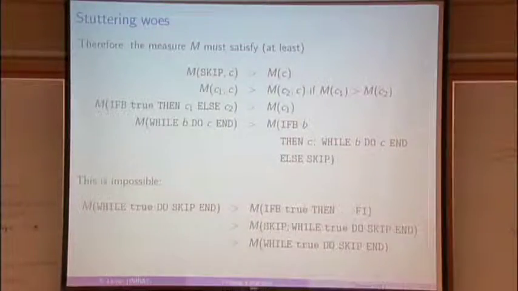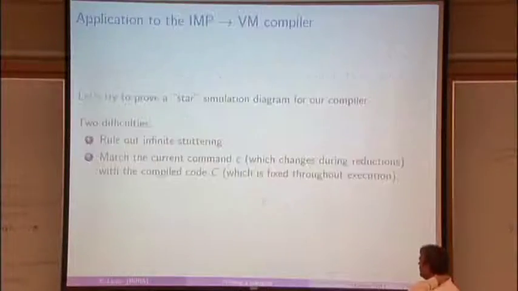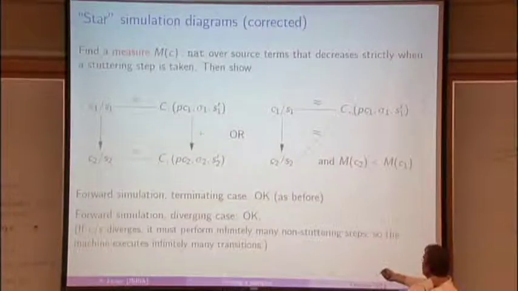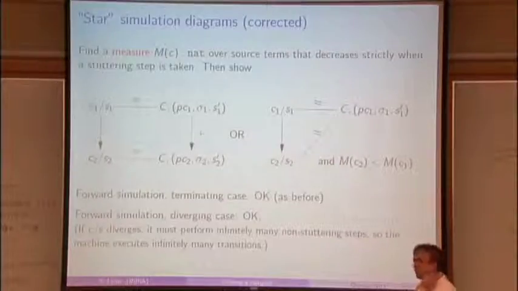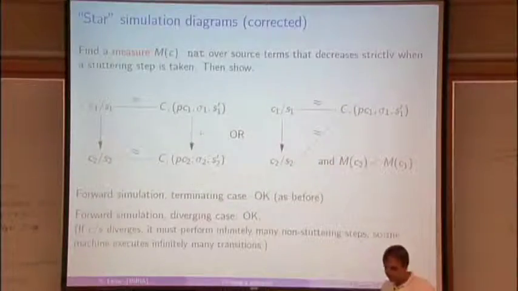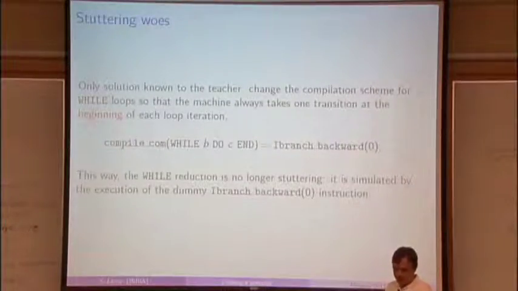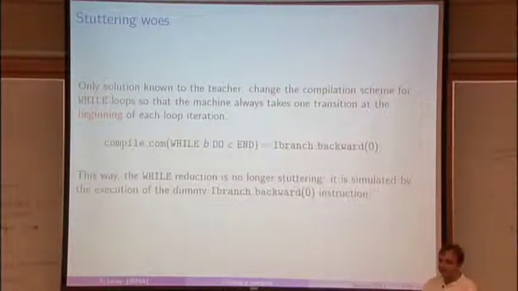Okay, so no, we can't find any measure that will satisfy all this. I've scratched my head for a long time on this example, trying to find even more general diagrams where you would measure not just the command, for instance, but perhaps also some parameters of the machine. So I'm still scratching my head on that, but there's a cop-out in this situation, which is to change the compilation scheme, okay?